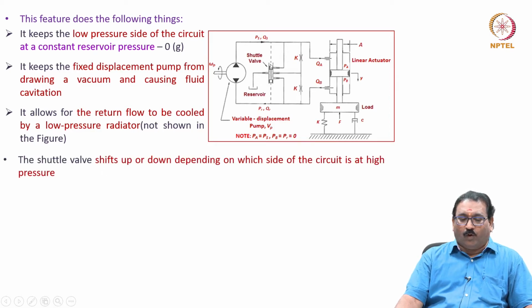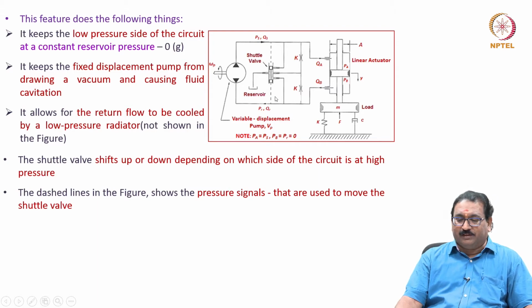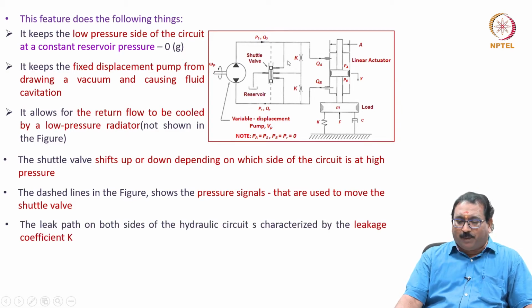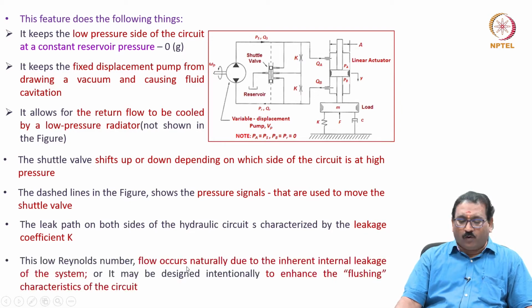The shuttle valve shifts up or down depending on which side of the circuit is at high pressure. The dashed line here shows the pressure signals that are used to move the shuttle valve up and down. The leak path on both sides of the hydraulic circuit is characterized by the leakage coefficient K. Flow occurs naturally due to the inherent internal leakage of the system, or it may be designed intentionally to enhance the flushing characteristics of the circuit.